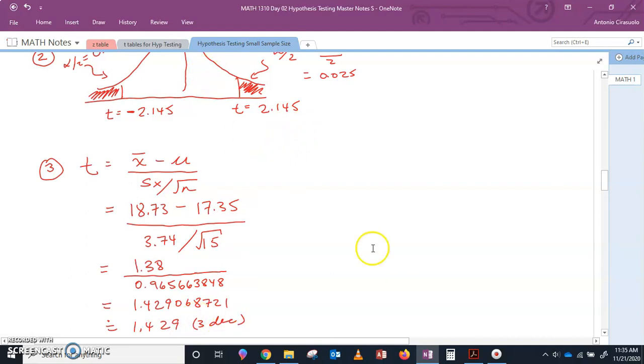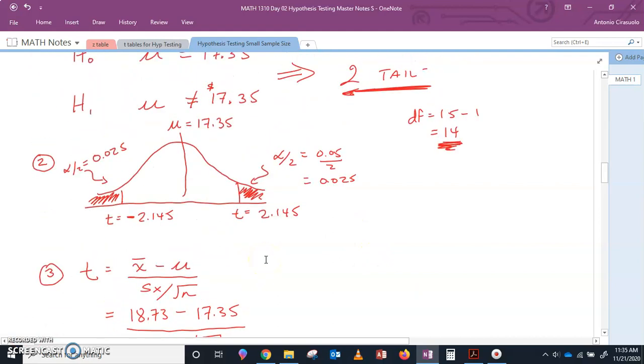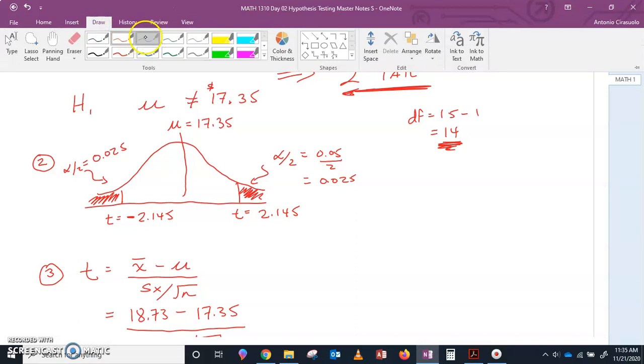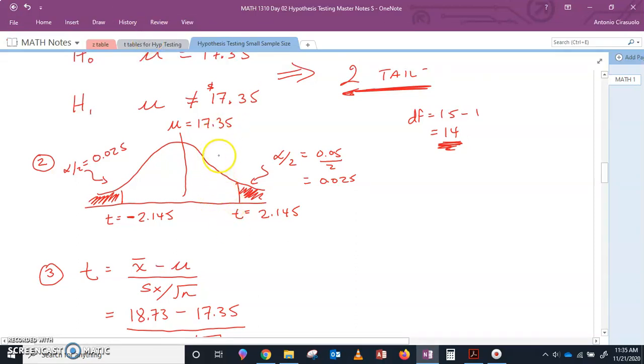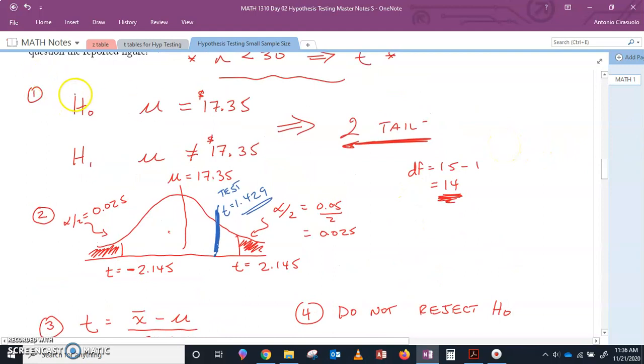Okay, so based on this information, let's go plot that on our curve, and it's going to look something like this. It's 1.429. It's positive as well, so we know it's going to be somewhere along here. Once again, that's our test. Okay, and now we can make our decision. So you can see that it falls in the non-critical region, right? We do not reject if it falls in this area here. So our decision then is do not reject our null hypothesis. In other words, we're going to assume it to be correct.